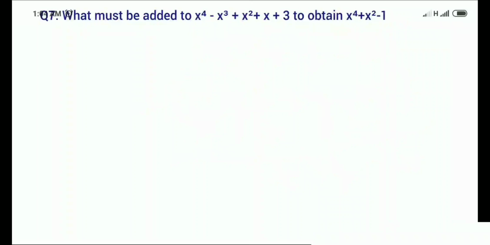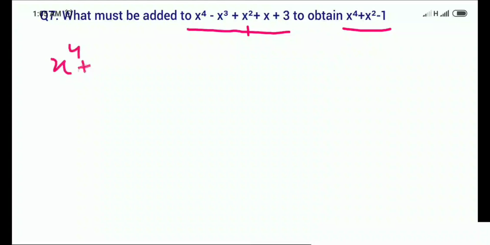What must be added to x to the power 4 minus x to the power 3 plus x square plus x plus 3 to obtain x to the power 4 plus x square minus 1. This means that the sum of this number and that another number is this one. Therefore, if we subtract this number from this number, we will be getting the other number. So let's subtract first from x to the power 4 plus x square minus 1.